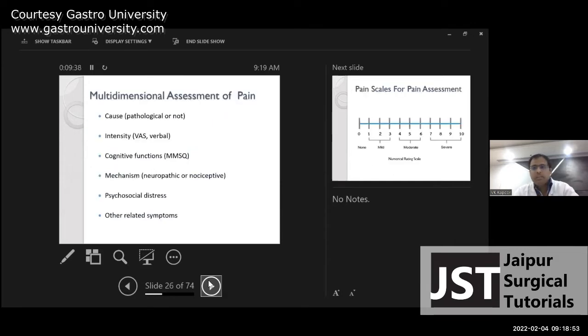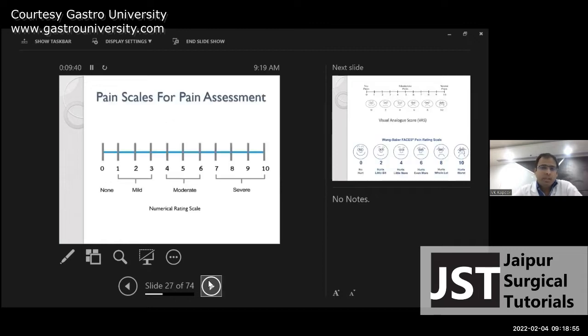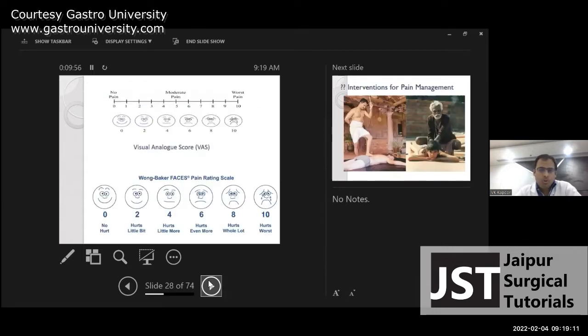Now, how is pain assessed? Pain is assessed using pain scales. This is a numerical rating scale, which goes from 0 to 10. We ask the patient to put a number on his pain, out of 1 to 10, how much pain you are feeling. 1 to 3 is mild, 4 to 6 is moderate, and 7 to 10 is severe. Also, there are other scales like the visual analog scale, in which the patient sees the faces and then ticks over it. And there is also the Wong-Baker faces pain rating scale. Both have images, visual analog scale and Wong-Baker. The difference is in Wong-Baker, we look at the patient and then put the marking after looking at the patient in pain.